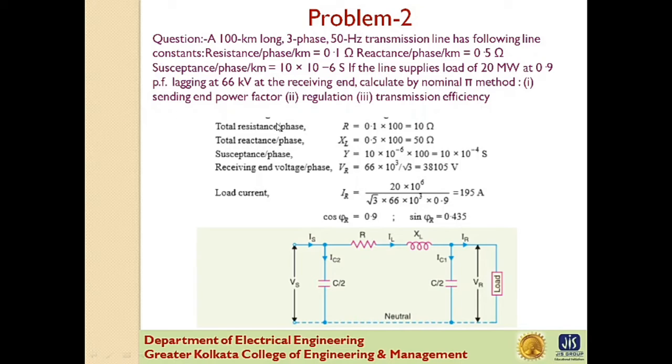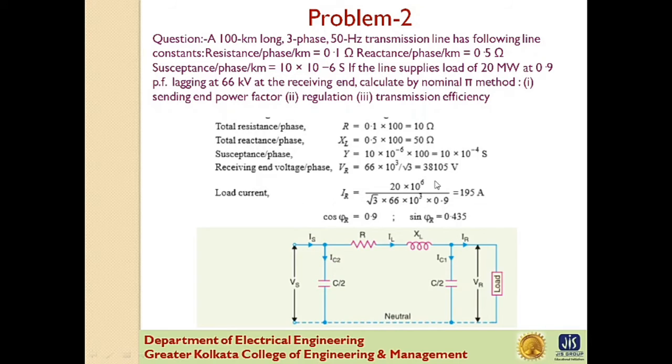So total resistance per phase is equal to resistance per phase per kilometer, that is 0.1, into the total length of the line, that is 100 kilometers. So total resistance per phase is 10 ohm. Similarly, total reactance is 50 ohm and total susceptance is 10 into 10 to the power minus 4 Siemens. Now this is the value of the receiving end line voltage. So we convert it into volt and divide by root 3, so we get the receiving end voltage per phase, that is equal to 38105 volt.